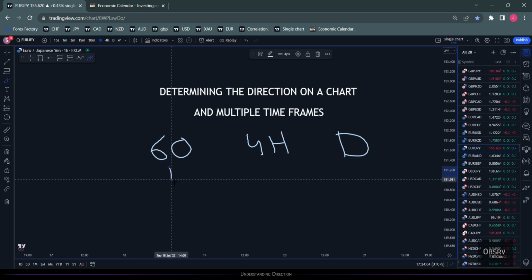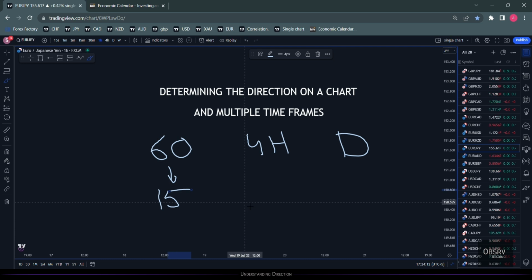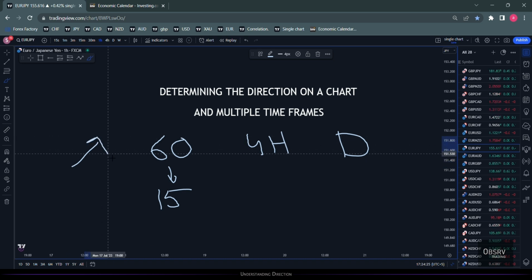So the second time frame that you're going to look at is going to be one time frame lower. And that is where you're going to be looking for your pullbacks to get in. As we've discussed in the previous video, we're going to be focusing on trend pullback trades. So if 60 is your uptrend, big boy, big shark, whatever, 15 minutes is where you're going to be looking for your pullbacks to join in.